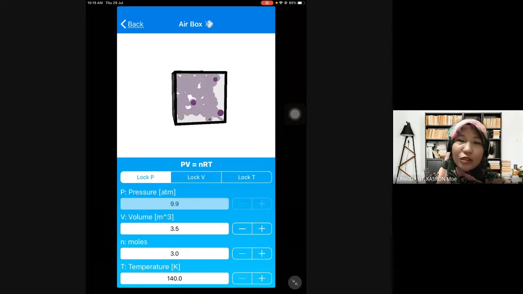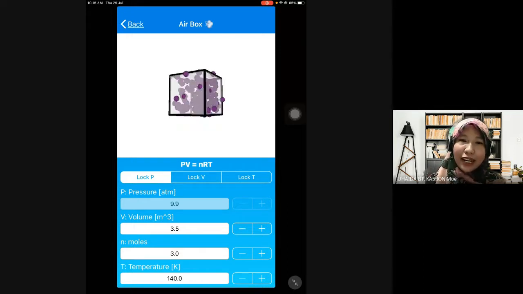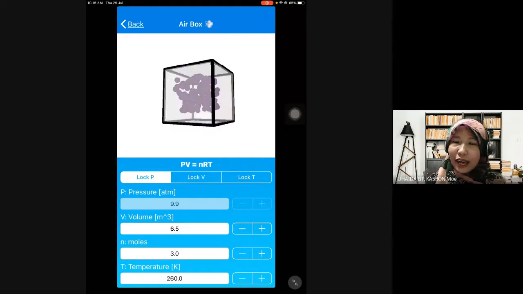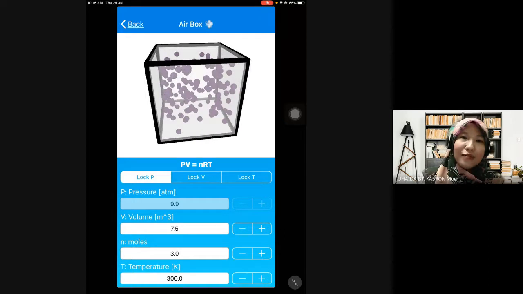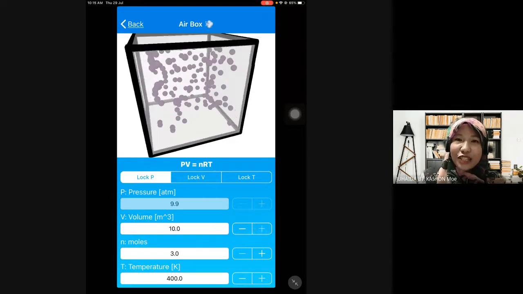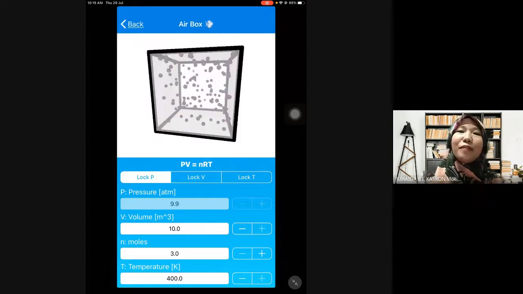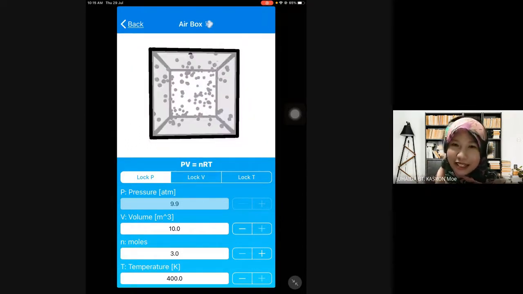Okay. Now I want you to observe the space between the particles. Bigger, bigger. The maximum one. Okay, everyone, can't you see that? Yes, very good. Much bigger. Can't you see that the distance between the molecules is getting further and further when the volume increases? Can you see it?